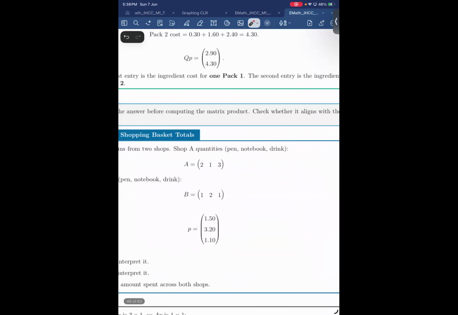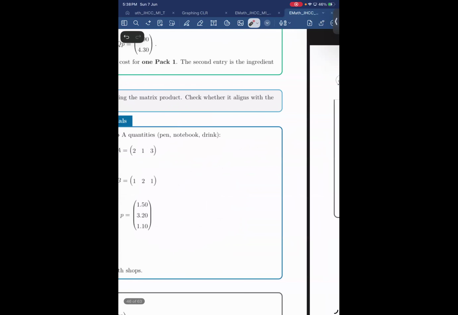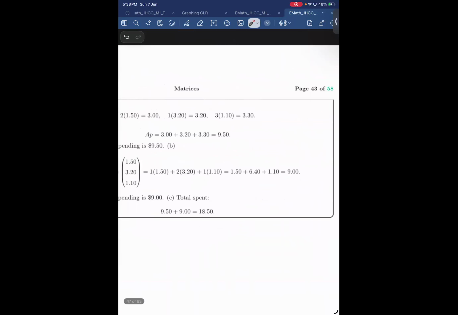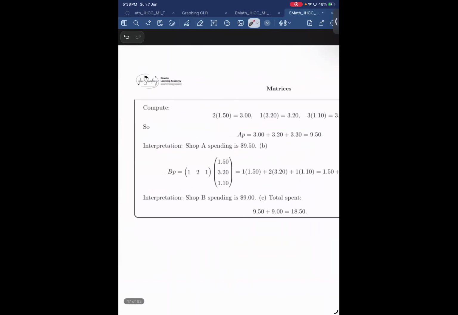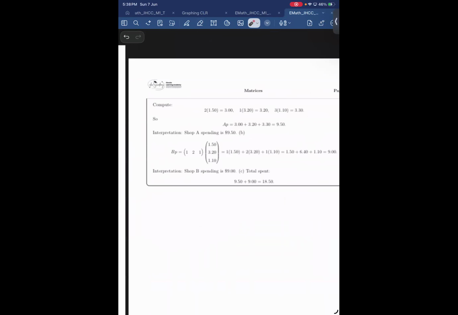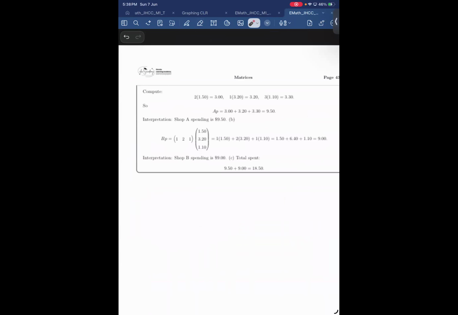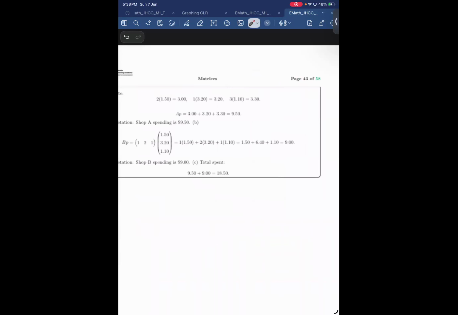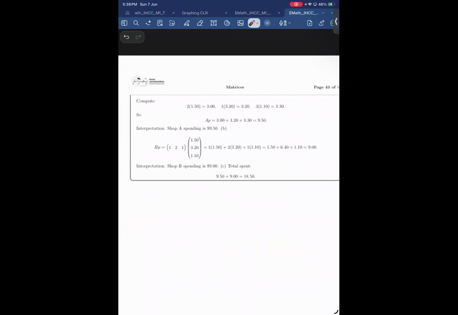Okay, then part C, total amount spent across both shops, just add the two answers together. So interpretation, shop A spending 950. Then for part B, the amount is $9, so the interpretation is he spent $9 in shop B. So the total is 1850.